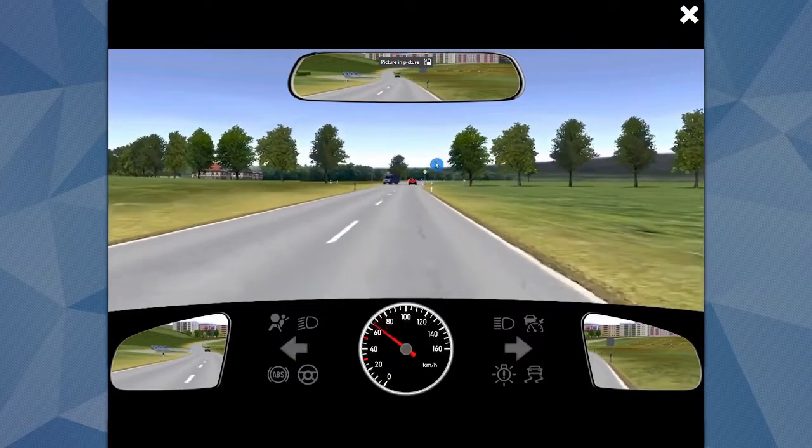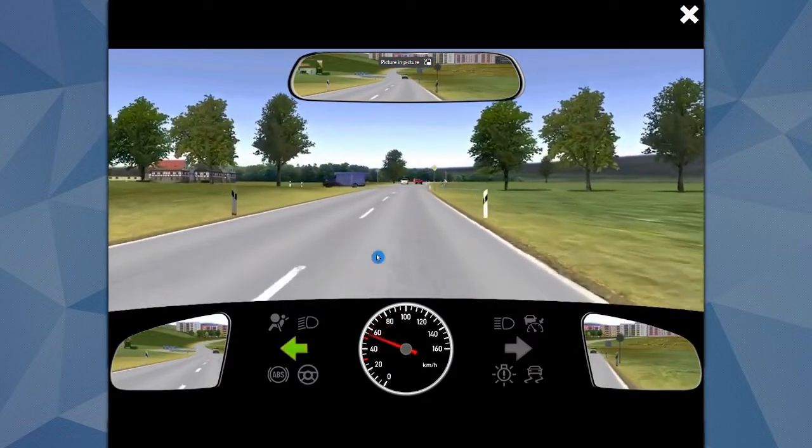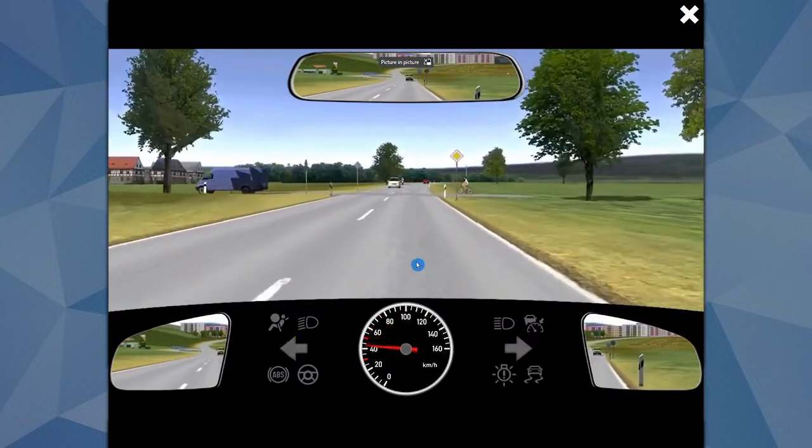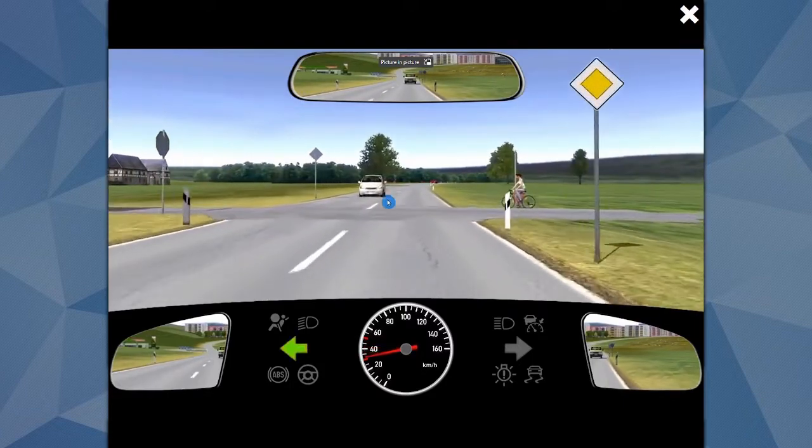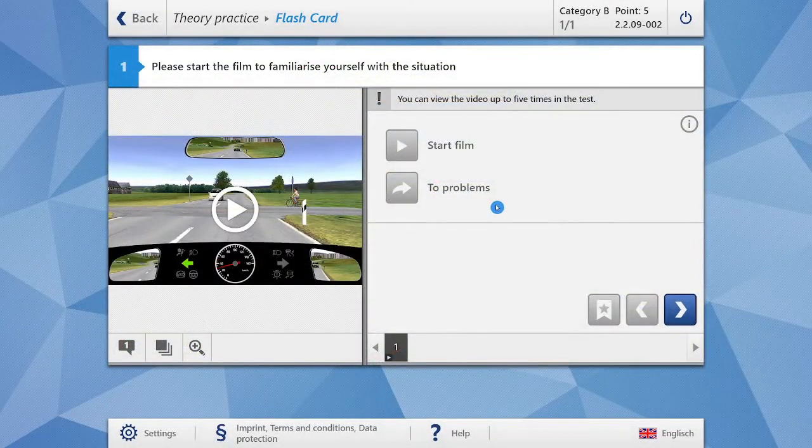Okay, there is a cyclist. You are on a priority road. A van just turned left. And what about this car? Please notice the car is indicating right. Okay, and just behind the car there is a motorbike. Let's go to the problems.